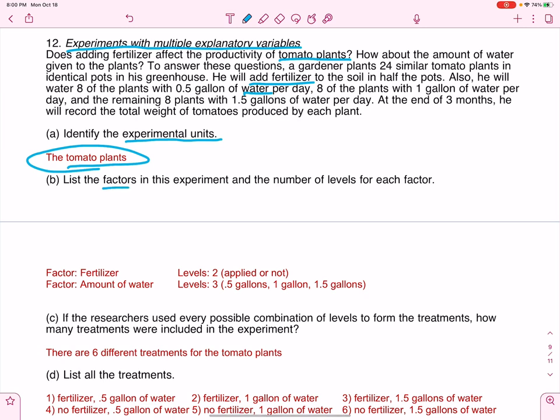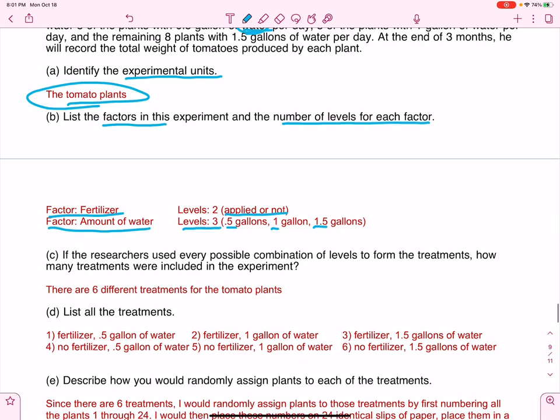So now we're going to list the factors in the experiment and the number of levels for each factor. Well, there are 2 factors we're concerned with: fertilizer and the amount of water. So I've got a factor of fertilizer and a factor of water. For the fertilizer, there are 2 levels because it either gets applied or not. And in the water factor, there are 3 levels. They're either getting 0.5, 1, or 1.5 gallons.